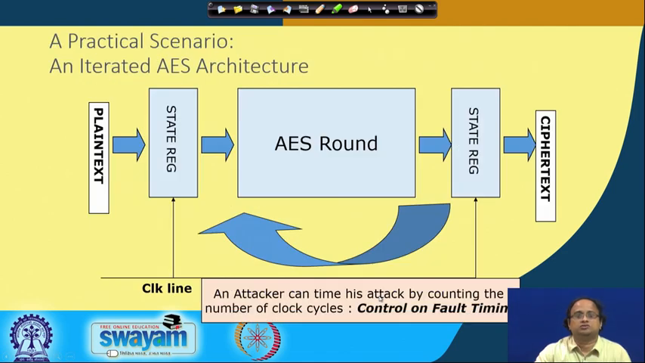So let us try to see the context in which we are discussing the fault attack. Here you have an iterated architecture for AES. It is a very common and popular architecture where we take the AES round, that means the AES round has been implemented on hardware, and we are pretty much iterating the AES round 10 times. Just keep in mind that the last round does not have a MixColumns. We have already seen some flavor of such architectures previously.